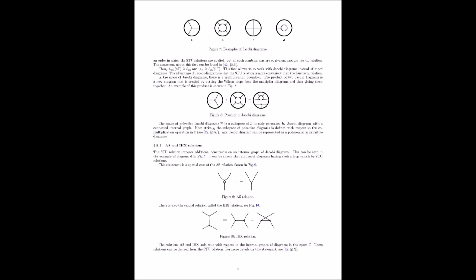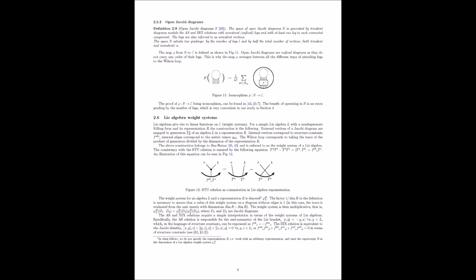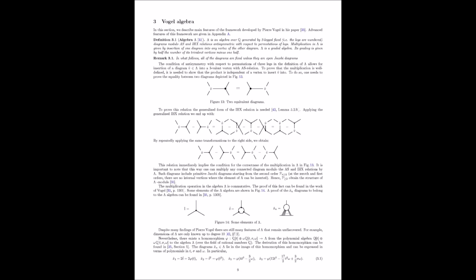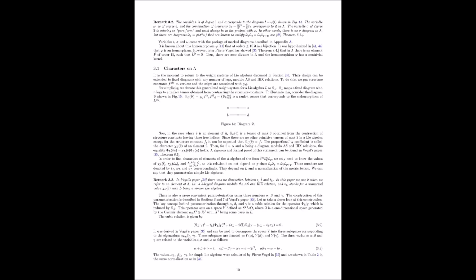For simplicity, let's denote this generalized weight system for a Lie algebra L as AL. This weight system maps a fixed diagram with n legs to a rank n tensor, obtained by contracting the structure constants of the Lie algebra. So it's a way of translating the structure of the diagram into the language of tensors, capturing its essential properties in a more compact form.